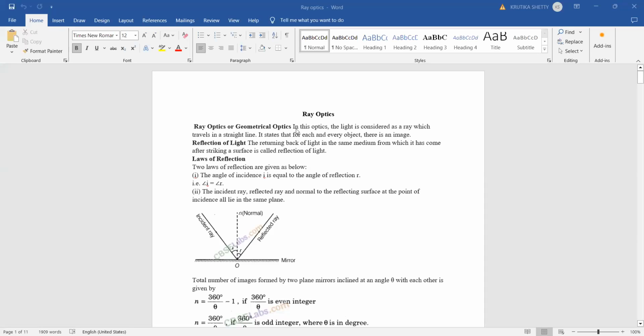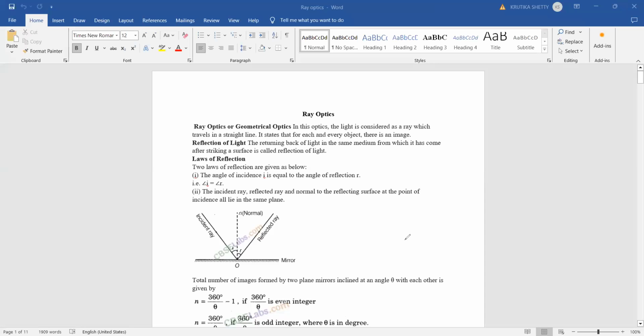Ray optics or geometrical optics. In this optics, the light is considered as a ray which travels in a straight line. It states that for each and every object, there is an image. In the case of ray optics, the light will travel as a straight line. Here the first application they explain is the reflection of light. So what is reflection of light? The bouncing back of light in the same medium is what we call reflection of light.